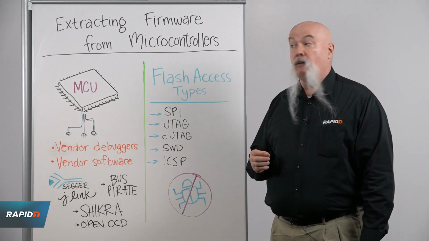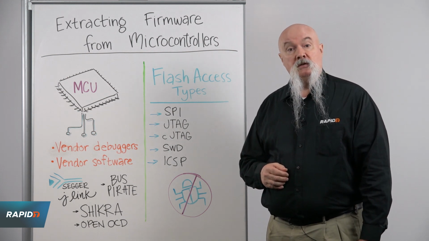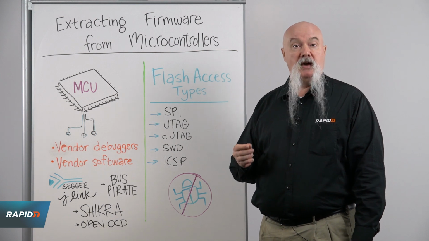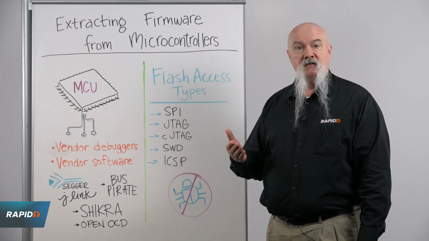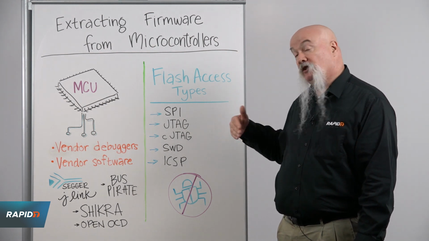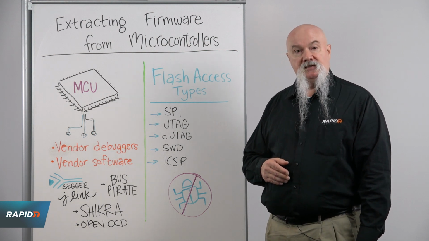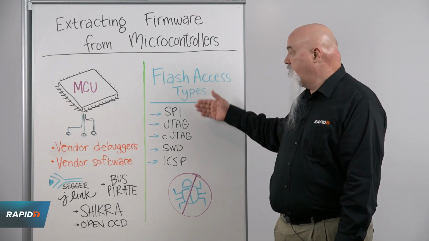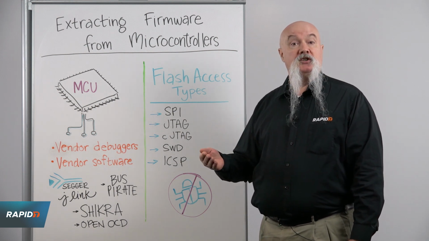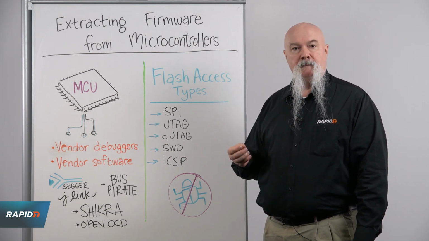So when we start thinking about microcontrollers, the first thing I want to do is go out to the manufacturer and pull the data sheets. Those data sheets will define the access method for that particular chip. This may include things like SPI, JTAG, cJTAG, serial wire debug, or in-circuit serial programming methods to gain access to that data. Once you've identified this method, the next thing you want to do is identify what kind of device I'm going to use to attach to this chip to be able to extract the data.